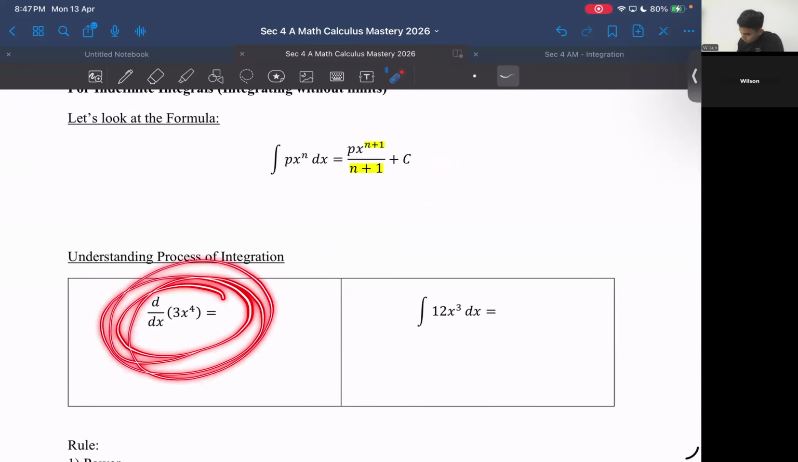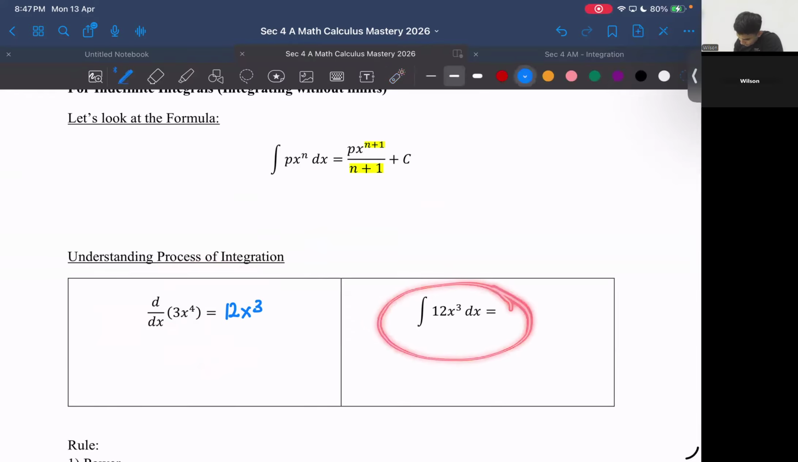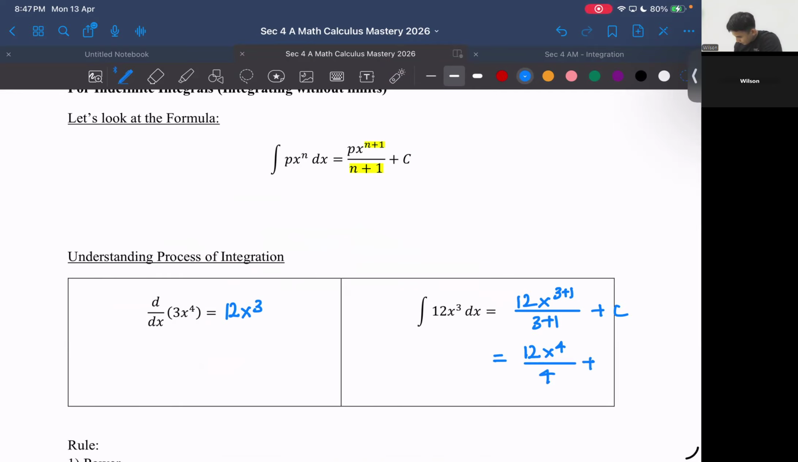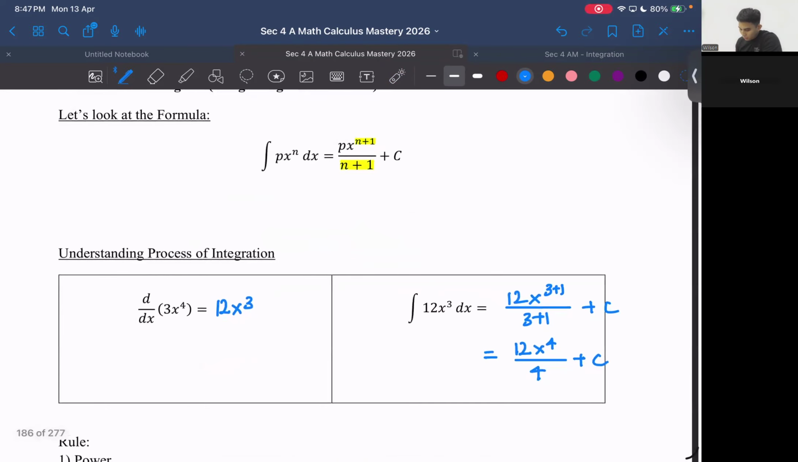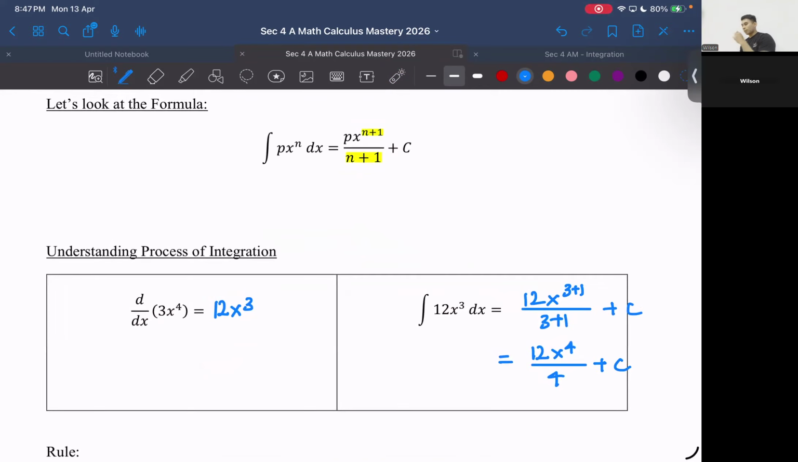So the process of integration, because it's reversible, if I differentiate this, I would have 12x cubed. But when I integrate this, the coefficient, I leave it by itself. The power is 3 plus 1, divided by 3 plus 1, and then I have a plus c. So this one will be 12x to the power of 4 divided by 4 plus c. Now, copy this down. For those who have done integration, why is there a plus c over here?